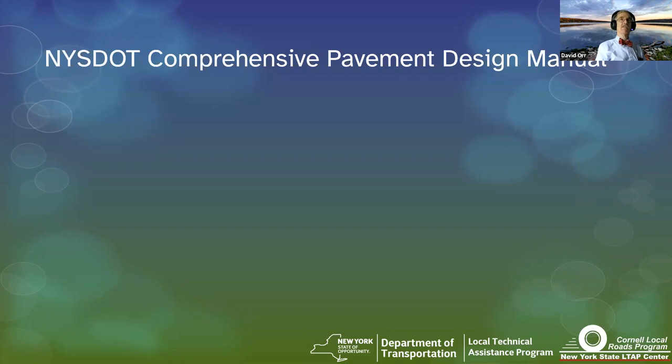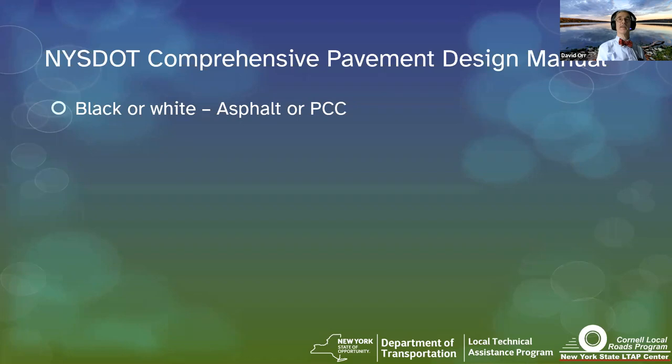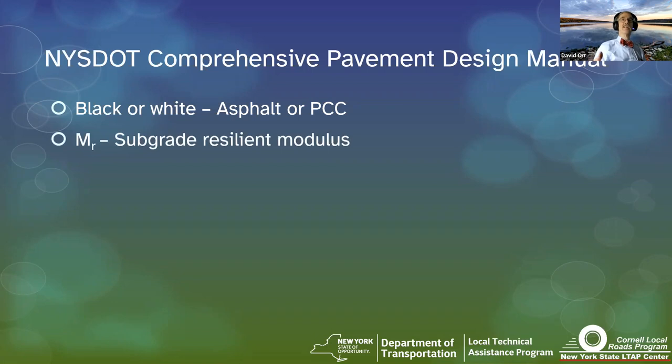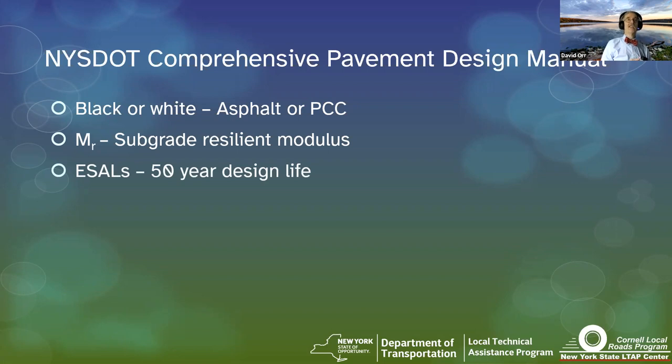In the Comprehensive Pavement Design Manual from NYSLTAP, the new, current version, you still have similar choices. You still choose black or white, asphalt or Portland cement concrete surface. But rather than just looking at traffic, you look at the subgrade resilient modulus, M sub R, the same M sub R that's in the AASHTO equation. For state roads being reconstructed, the current design assumes a 50-year design life.